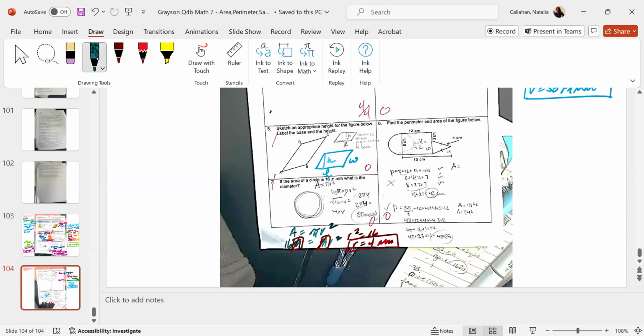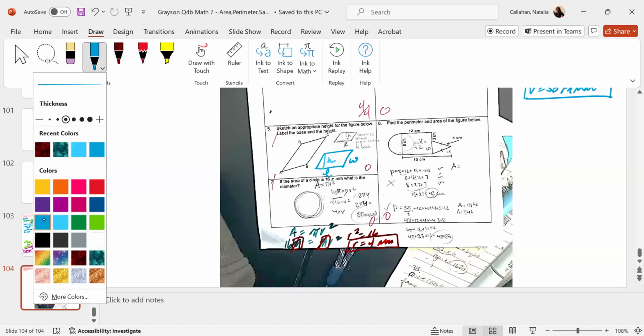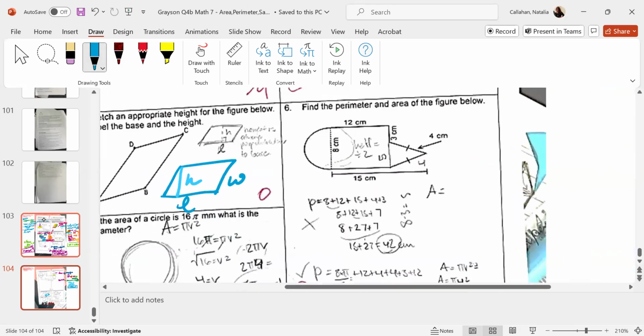Number 6. Find the perimeter and area of the figure. Okay, let's first start off with the perimeter.